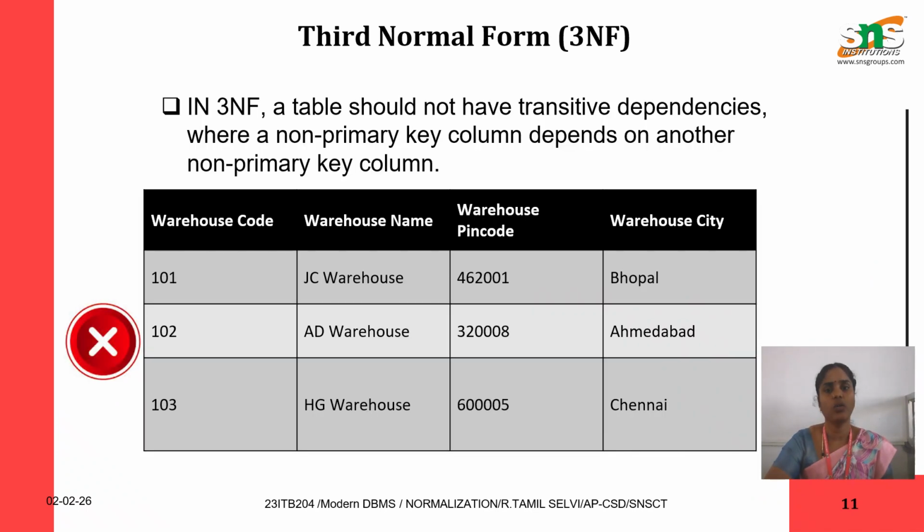Next one is third normal form. The rule of 3NF is that the table must be in 2NF, and no transitive dependency should exist in the table. Consider this example. In this table, there is a transitive dependency because of two conditions. That is, the warehouse code determines the warehouse pin code, and the warehouse name determines the warehouse city. So we have to eliminate the transitive dependency. That means a non-primary key column that depends on another non-primary key column. We have to eliminate that.